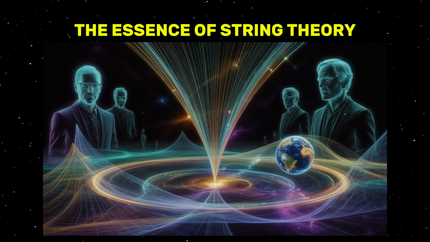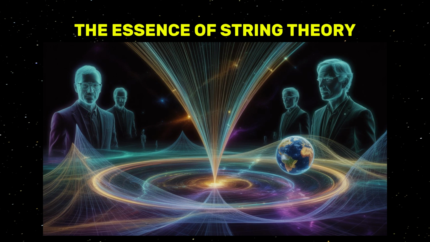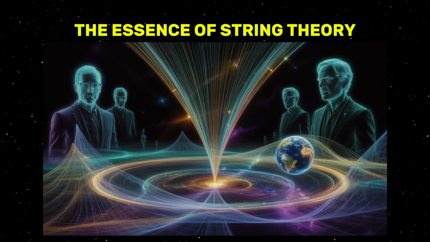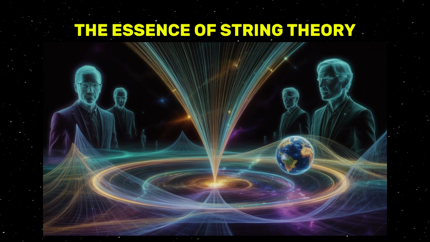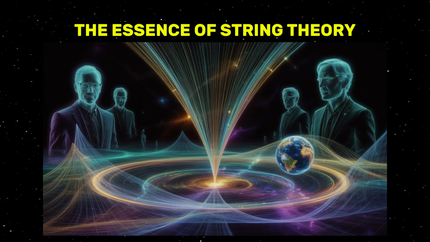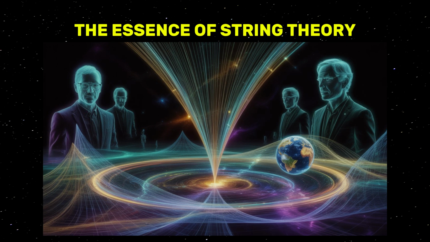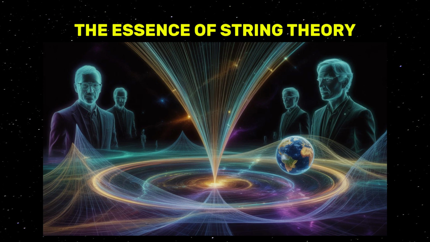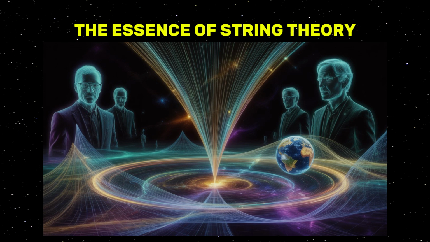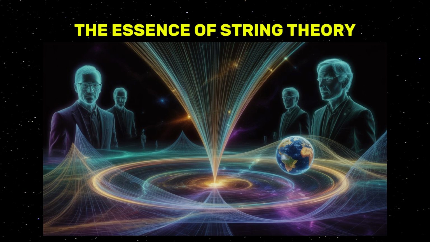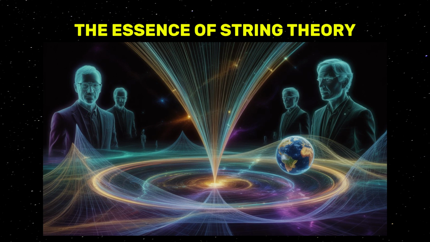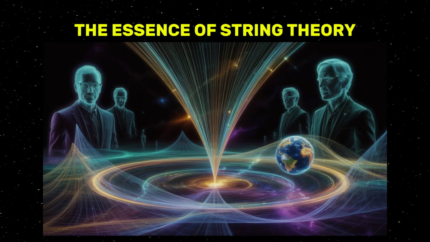Despite its mathematical elegance and conceptual beauty, string theory remains largely theoretical. It has yet to produce testable predictions that can be directly verified in experiments. This lack of empirical evidence is one of the primary criticisms leveled against string theory. Some physicists argue that a theory incapable of being tested may lie beyond the bounds of traditional science.